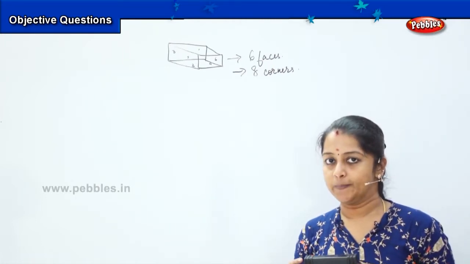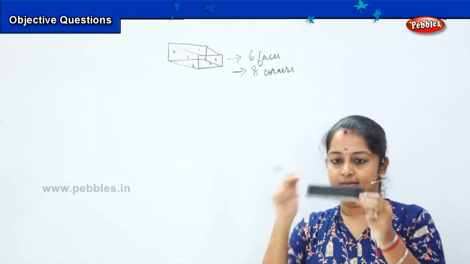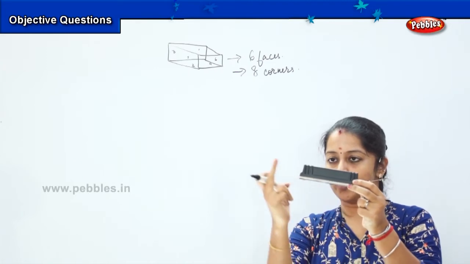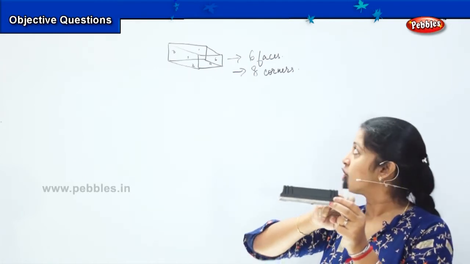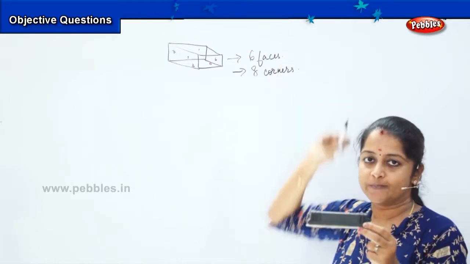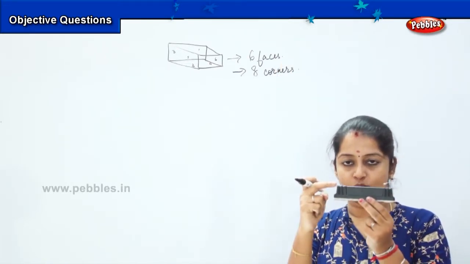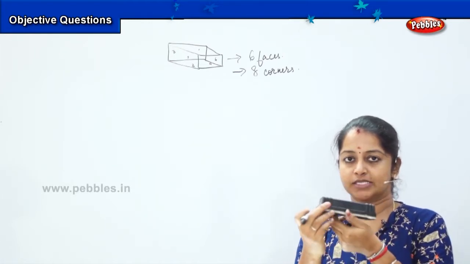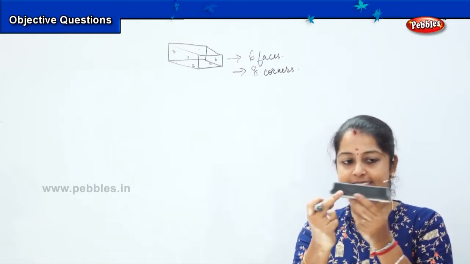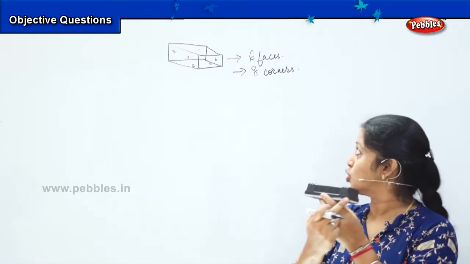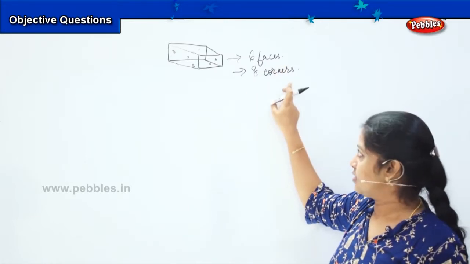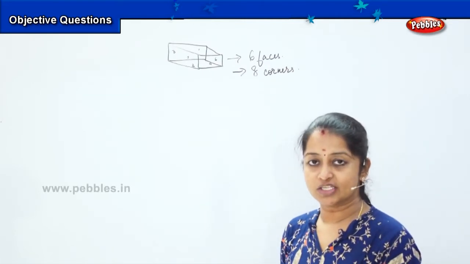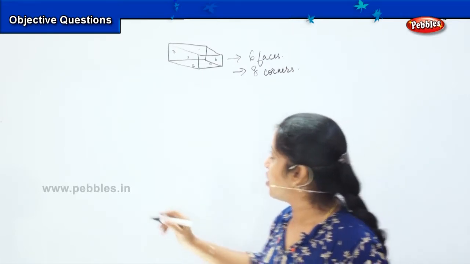Do you want me to explain again? Shall we count the number of faces again? It's 1, 2, 3, 4, 5 and 6. So, a cuboid has got 6 faces. And how many corners does it have? It's 1, 2, 3, 4 towards the back, 5, 6, 7 and 8. So, there are 6 faces and 8 corners in a cuboid. Are you clear? Shall we move on to the next question? Here comes your next question.